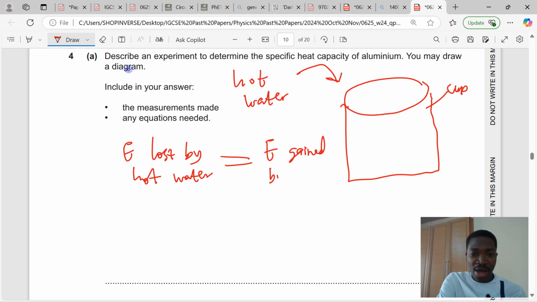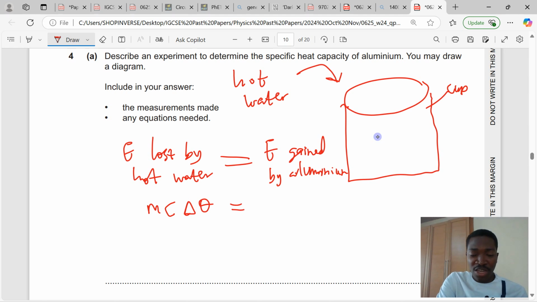Energy gained by the aluminum. So this is another thing you can do, okay? Since you are supplying hot water, the hot water will lose energy. The heat energy lost by the hot water must be equal to the heat energy gained by the aluminum, okay? And what's the formula for heat energy lost by water? Mass of water, specific heat capacity of water, change in temperature of water.